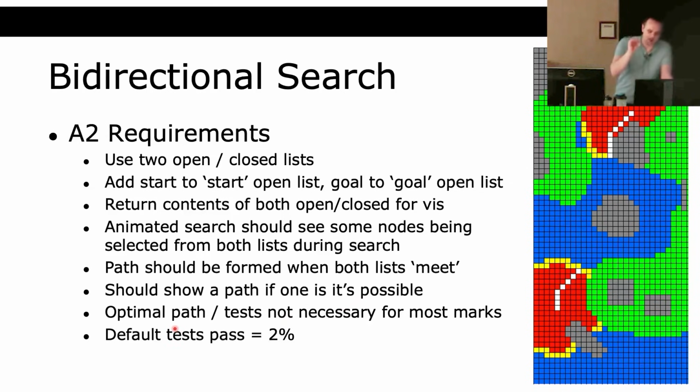Optimal paths and tests are not necessary for most of the marks, but I meant to change this to 5%. So the last 5% is from your bidirectional search actually returning optimal paths. Okay, so you'll get 95 if you get bidirectional search working. You'll get 100 if it has the optimal paths.